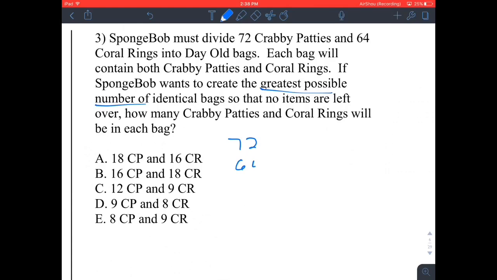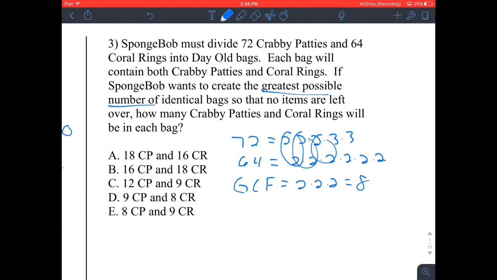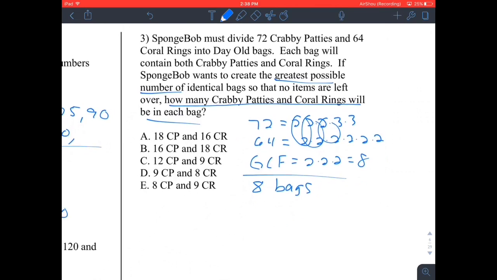So 72 and 64. 72 breaks down to 2 times 2 times 2 times 3 times 3. 64 breaks down to 2 times 2 times 2 times 2 times 2 times 2. So the GCF, 2, 2, 2, which is 8. That 8 represents the number of bags. Does that answer the question? No. How many Krabby Patties and coral rings are going to be in each bag?